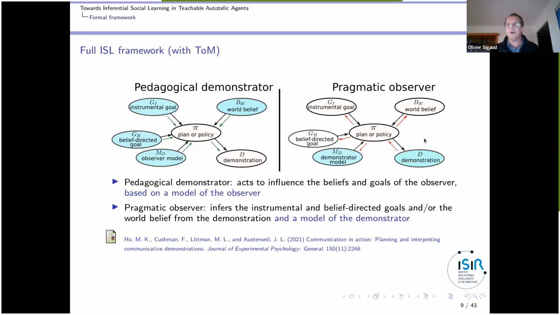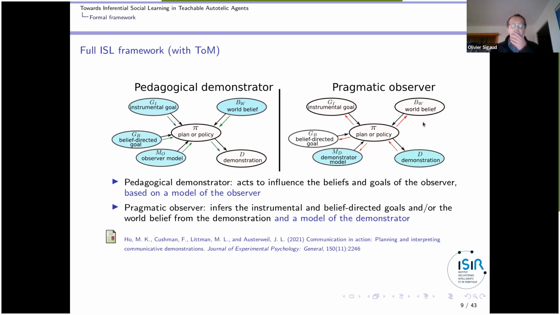On the other side, we have the observer that will observe the demonstration from the demonstrator and may have a model of the demonstrator. And based on inverse planning, sorry, the observer, and based also on his own policy, may infer the belief-directed goal of the demonstrator, also the instrumental goal, and the world belief. So that's a very general framework, okay?